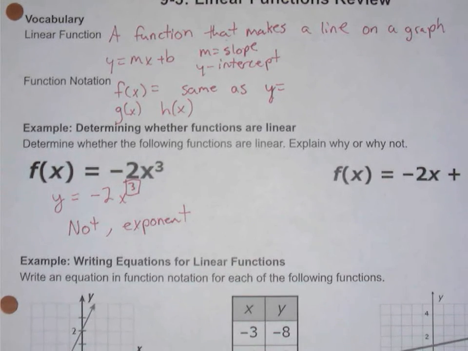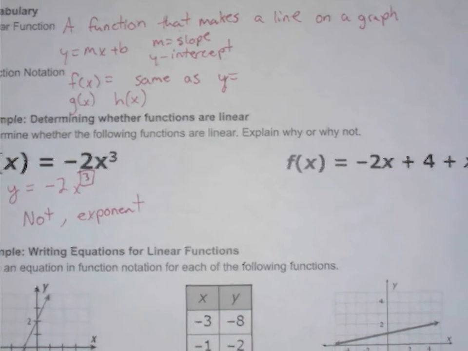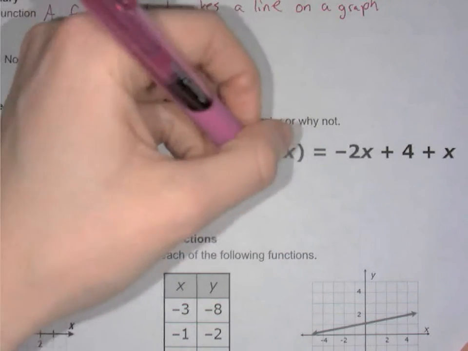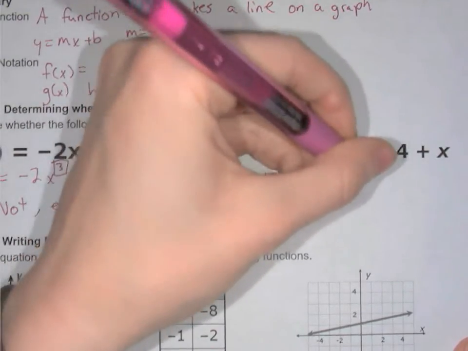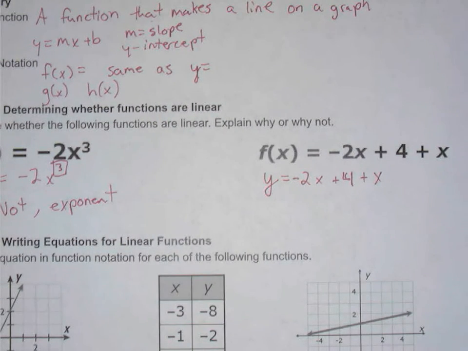Alright. If we move our paper over, I'll try and make it so you can see both of these. So over here, we've got another function, f of x equals negative 2x plus 4 plus x. So once again, we know we can change our f of x to say y equals. We've got negative 2x plus 4 plus x. So what I notice right away here is that I have 3 terms instead of 2, and I need to be able to only have 2 terms because I'm writing this in a y equals mx plus b form.